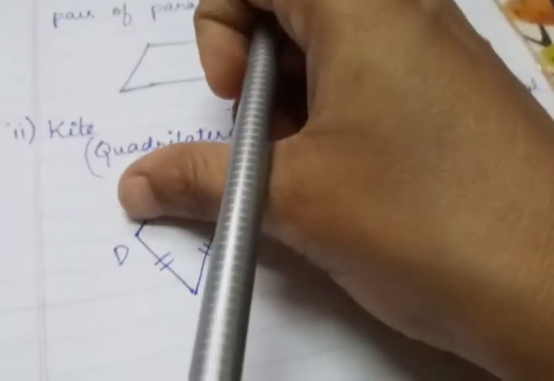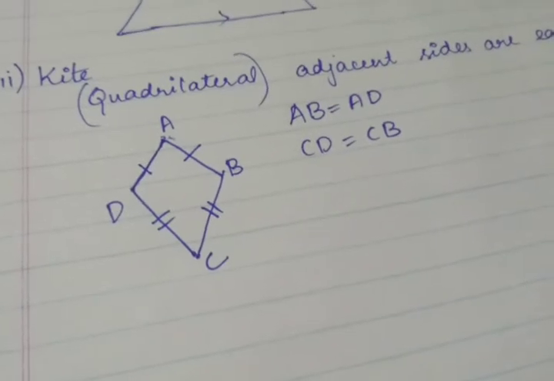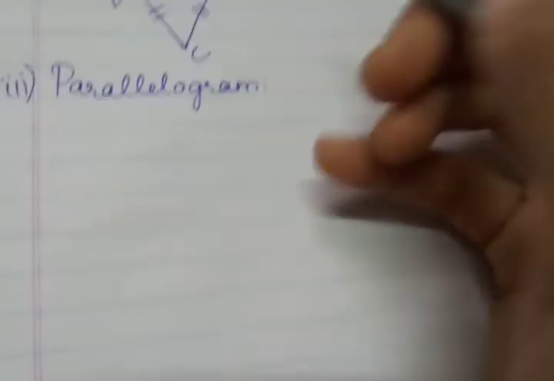Adjacent sides are equal. Adjacent sides are equal. Understood? So this is the kite definition. Next is a parallelogram.